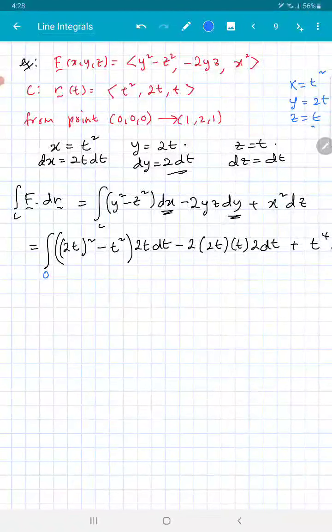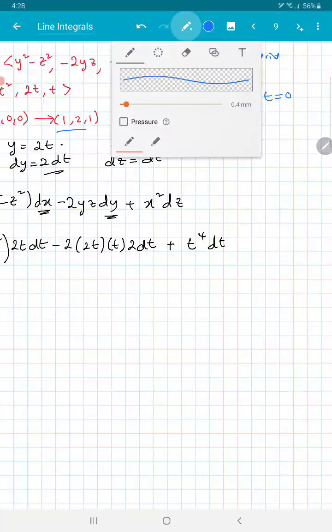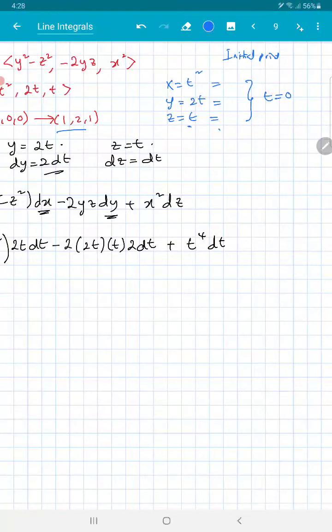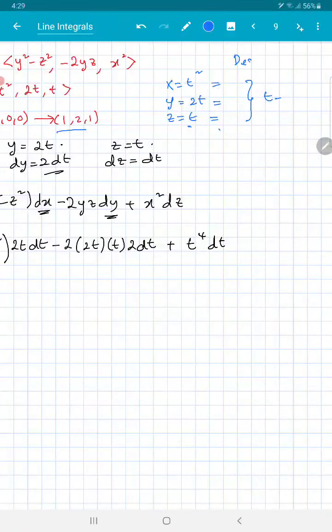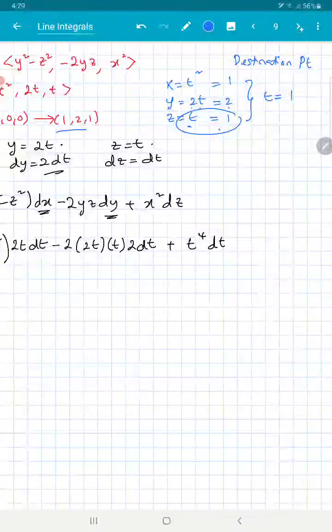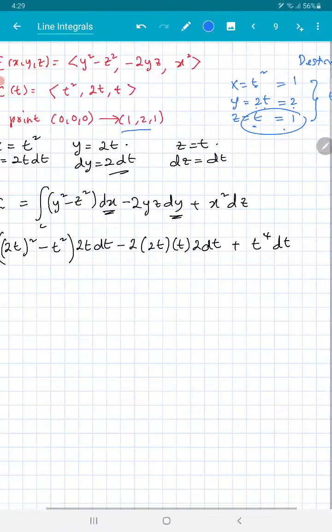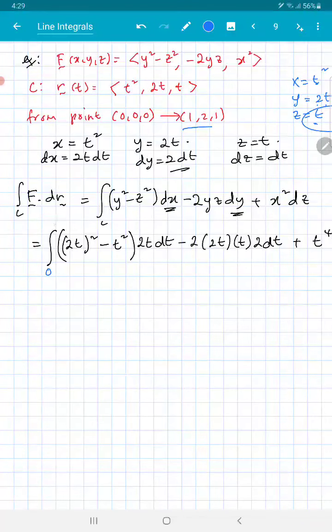Okay, now let's look at our destination point. Destination point is (1, 2, 1). Straight away from there, using this, you can see that t is equal to 1. Let's check for the y coordinate: 2 times 1 is 2, and 1 squared is 1. So at the point (1, 2, 1), the value of t is 1. So that would be the upper limit for t.